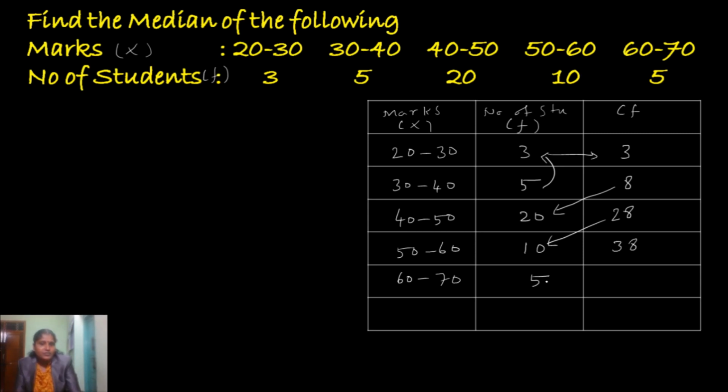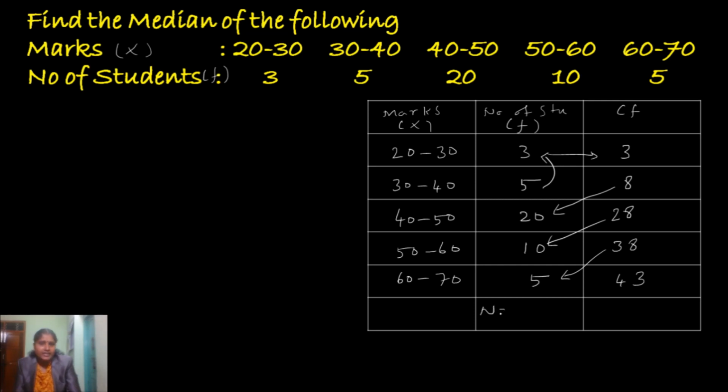And 5 has the preceding frequencies 10, 20, 5 and 3. Already I have a total of these values as 38. So I just directly add 38 with 5. So 38 plus 5 is 43. So the calculation of cumulative frequency is over.